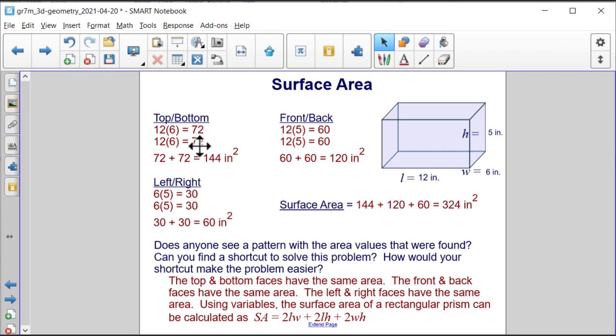If we look at the area values that were found before they were added together, we see that we have 2 that are identical, and their area is equal to length times width. We have another area that can be calculated by multiplying the length times the height, and there are 2 of those, the front and the back. And then for the left and the right sides, we can multiply the width and height together each time. So using variables, the surface area of any rectangular prism can be calculated using the surface area is equal to 2 times length times width plus 2 times length times height plus 2 times width times height.